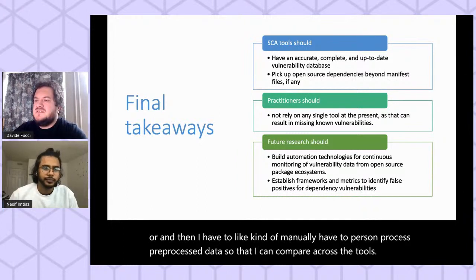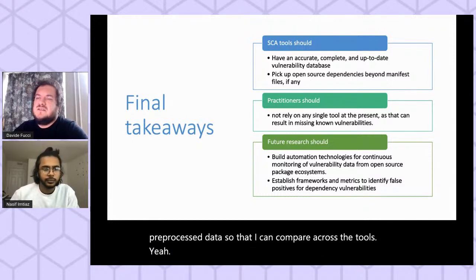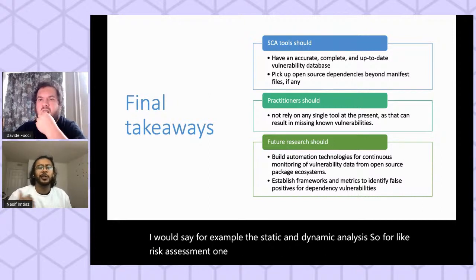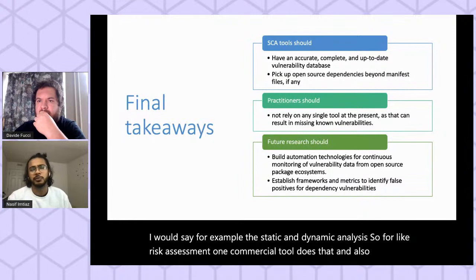I see. Well, since you touched upon commercial tools, do you have any deeper insights on the differences between the performance of those three commercial tools versus the other 5? So I would say, for example, the static and dynamic analysis for risk assessment, one commercial tool does that, and also Eclipse Steady, the open source tool, which is more of a research tool, they do that. So there are commonalities in that.